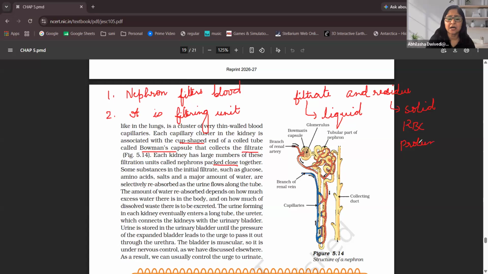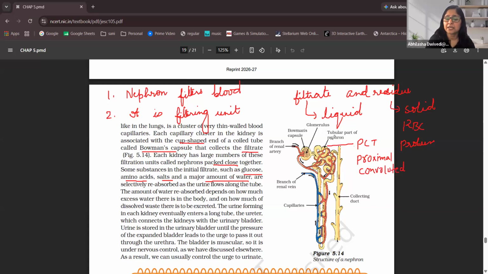Now what goes inside, you have to remember these keywords: glucose, amino acid, salts, and a major amount of water. They all enter inside the Bowman's capsule. Now, the first part, although it is not given for CBSE, as you can see, is all twisted. This tubule part of the nephron is called PCT, which stands for proximal convoluted tubule. Proximal because it is in proximity, closer. Proximal convoluted tubule.